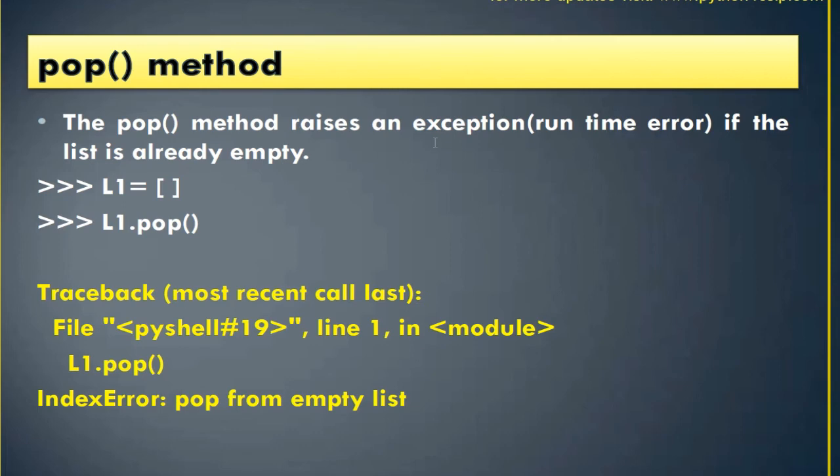Pop method raises an exception, runtime error, if the list is already empty. If the list is already empty and you are using the pop function, it will raise an error.